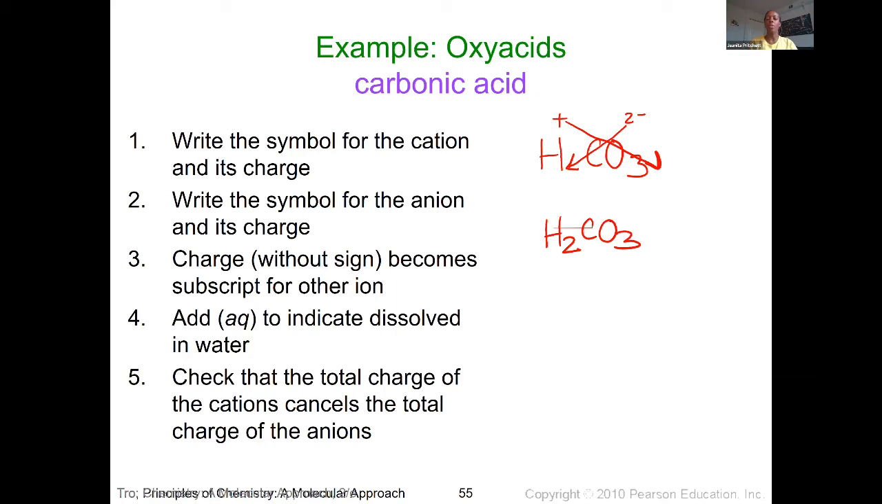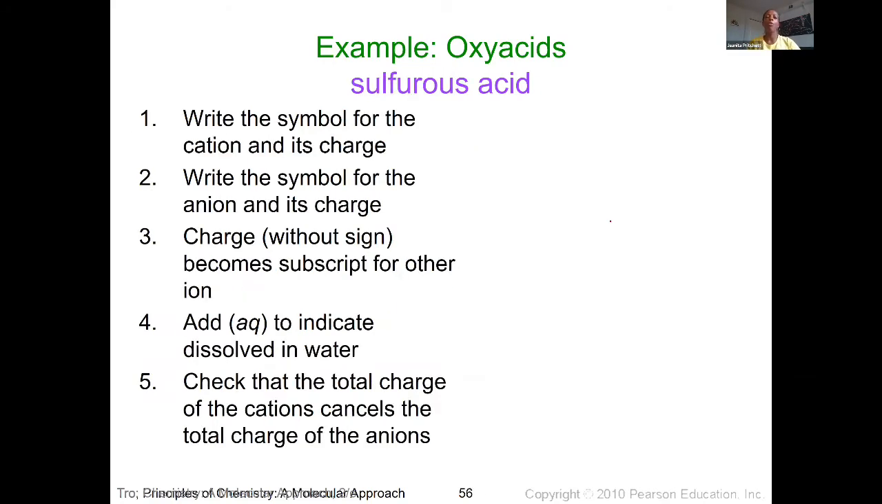And again, we would add that aqueous designation to signify that it's dissolved in water. What about sulfurous acid? Sulfurous means it's not binary, so there's no prefix. "-ous" means that it ends in -ite, so sulfurous would be sulfite. That would be SO3 with a 2- charge. We know hydrogen's involved because it's an acid. Add the charge, and we crisscross down, and we end up with H2SO3.